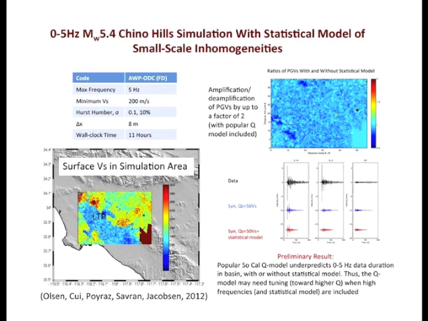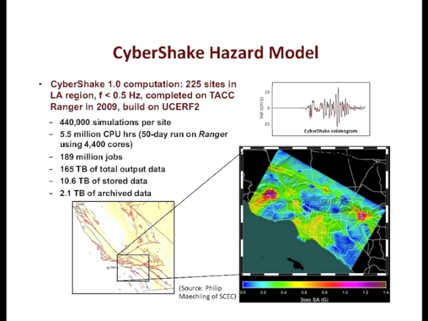And what it shows here is that for Southern California, the Q model probably under-predicts up to 5 Hz data duration in the basin. So when we move to the higher frequencies, this will need to be continually tuned. But the main focus of this talk is about the CyberShake.